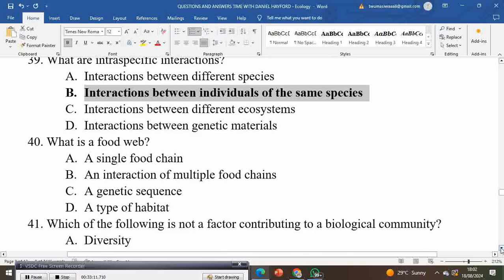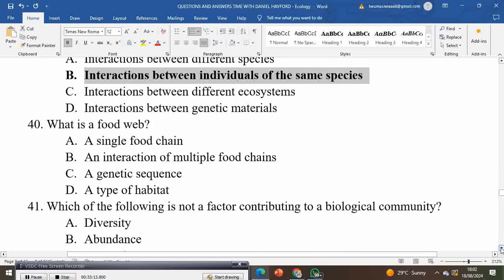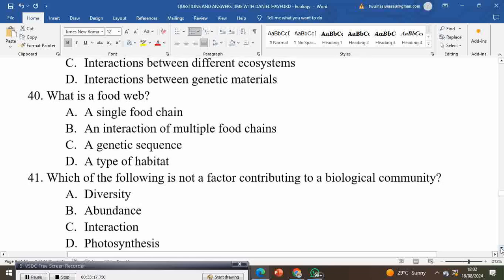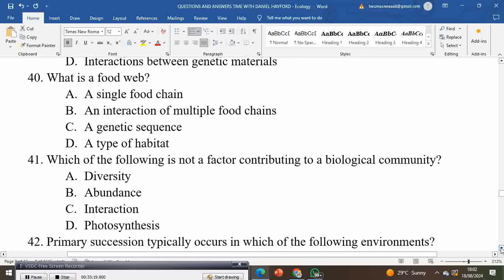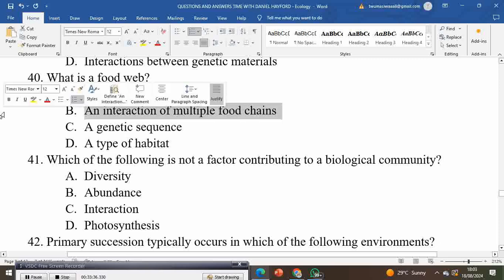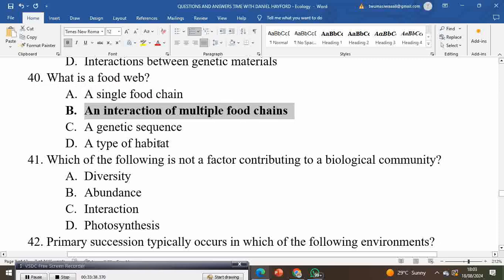Question number 40 means we have just 20 more questions to go because we are dealing with 65 questions. We'll add the 41 to it. What is a food web? A, a single food chain. B, an interaction of multiple food chains. C, a genetic sequence. And then D, a type of habitat. So what is a food web? A food web is an interaction of multiple food chains.